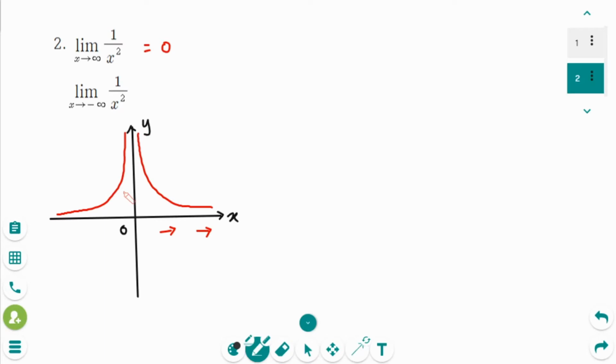And this one is the same thing. x is decreasing and decreasing. The value of x keeps going to the left like this. So 1 over x squared goes to 0.